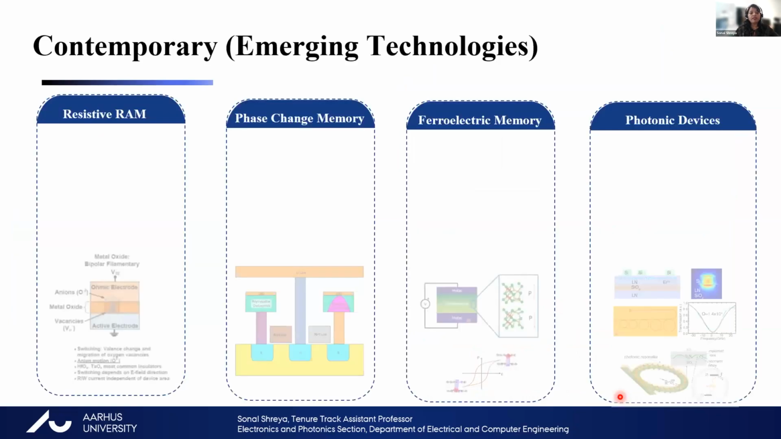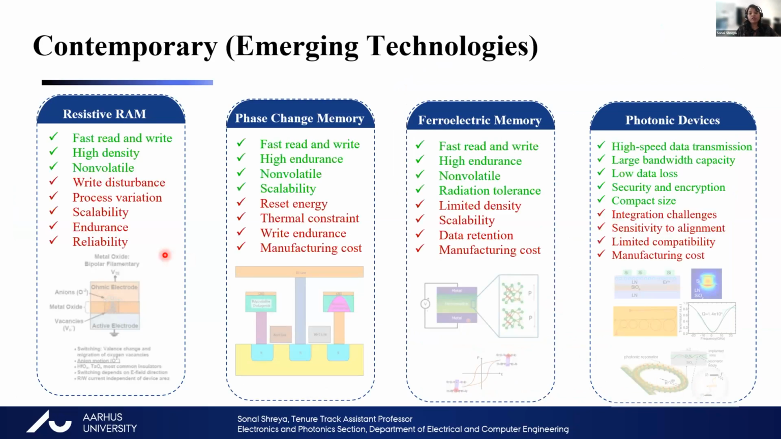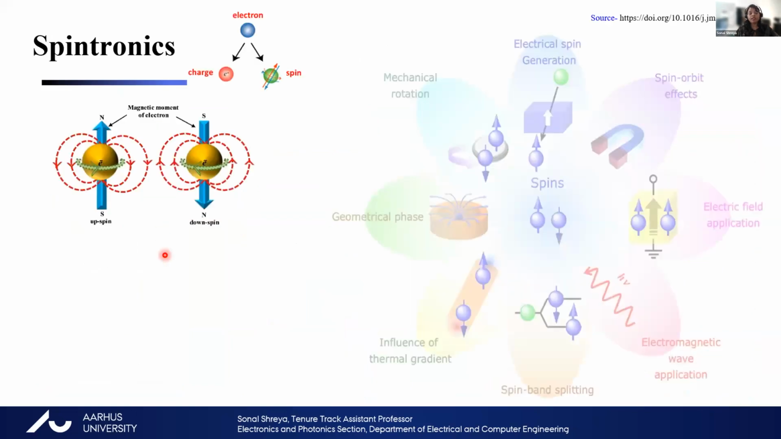So there are several emerging technologies on which researchers have been working for the past decade or more to solve these issues and bring the parallel processing approach and functional and multifunctional systems. A few of them are resistive RAM, phase change memory, ferroelectric RAM, and photonic, and there are many more. But today I'm going to focus mainly on spintronics.